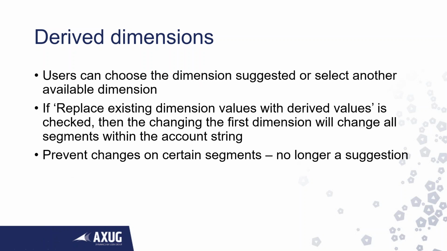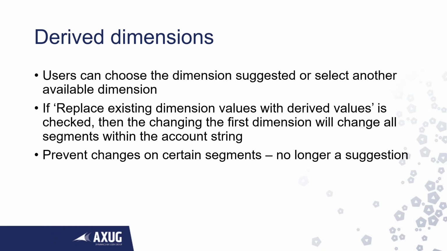So as I said before, users can choose the dimension suggested or select another dimension available. There are some settings within derived dimensions, though, that we can play around with. One is replace existing dimension values with derived values. If that is checked, then changing the first dimension will change all segments within the account string.